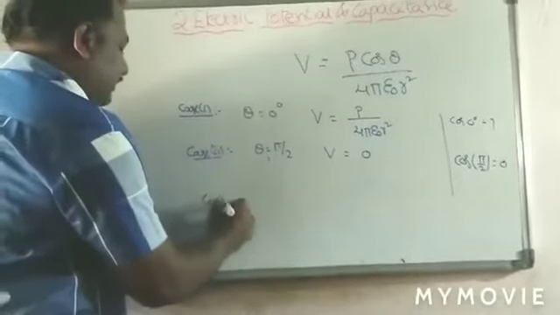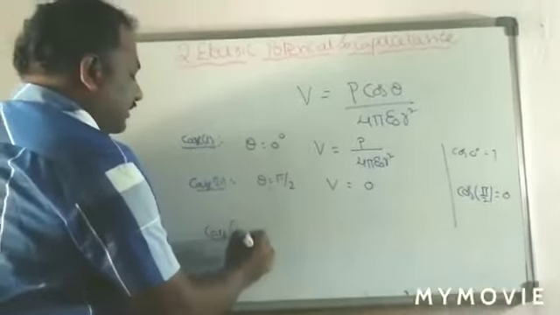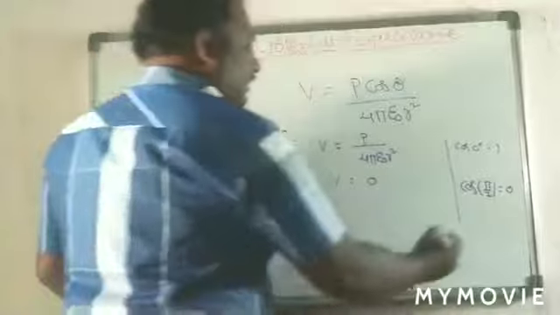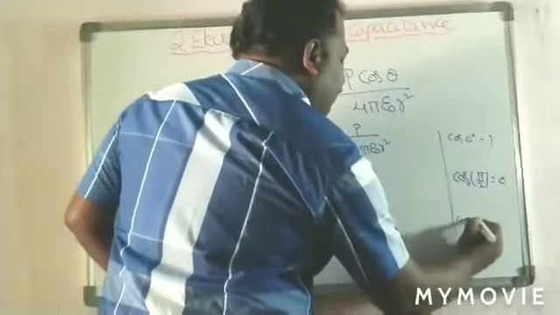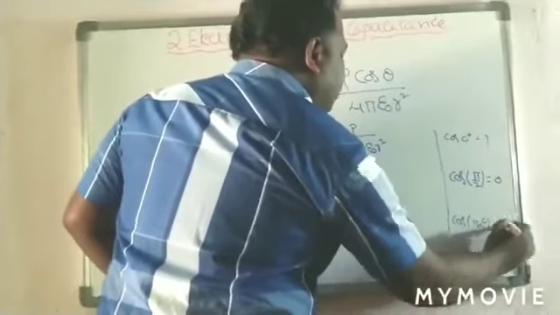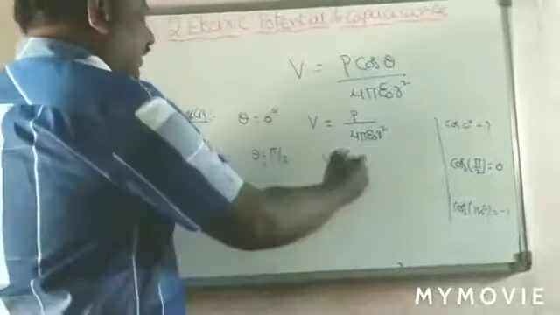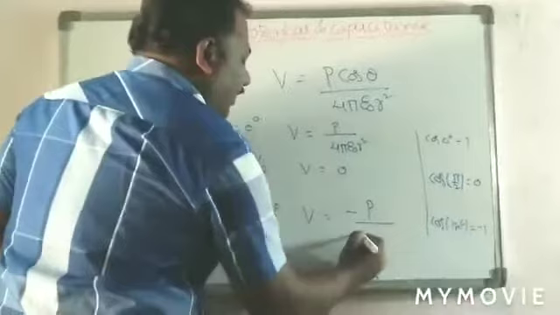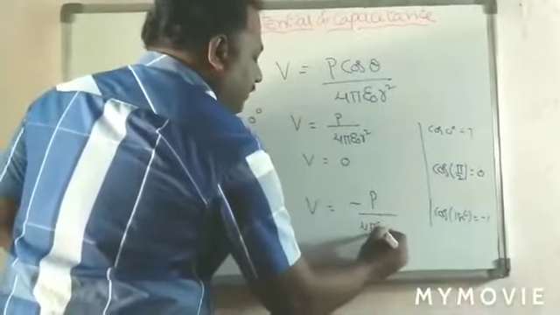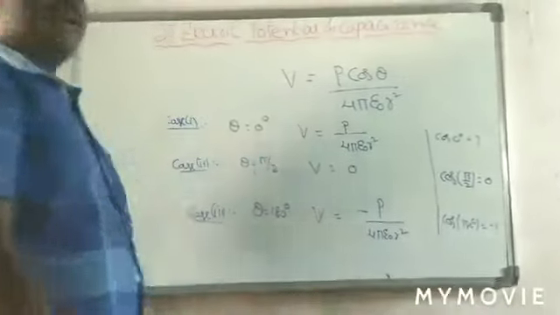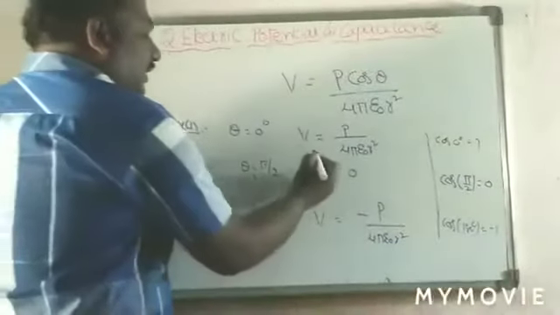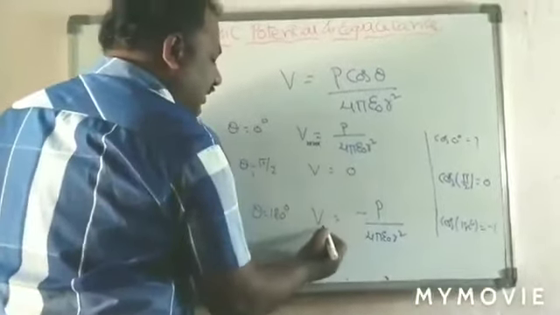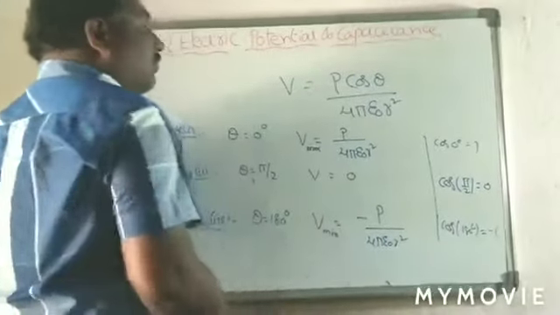Case 3. The third case is when theta is equal to 180 degrees. Then cos 180 is minus 1. If cos 180 is minus 1, now the potential becomes negative, minus P by 4 pi epsilon naught into r square. By observing this, here this is the maximum potential, here it is the minimum potential.